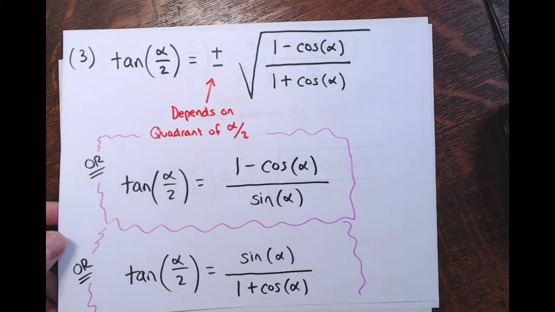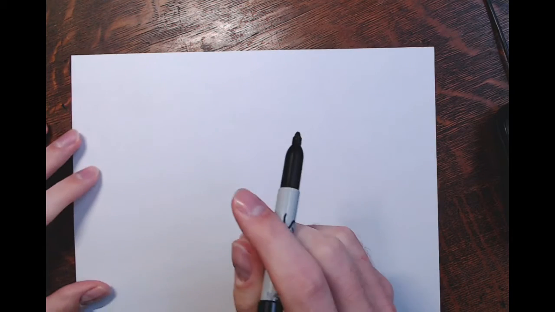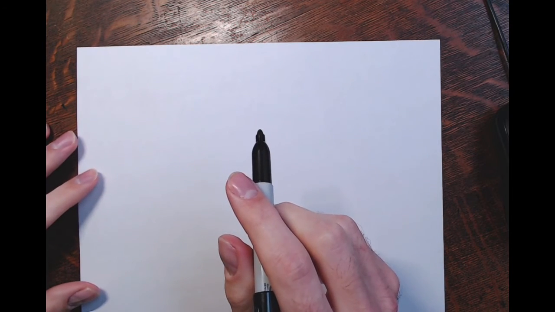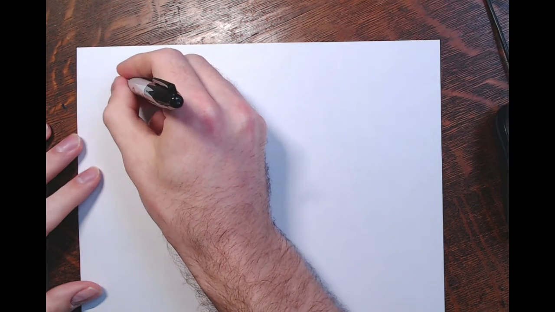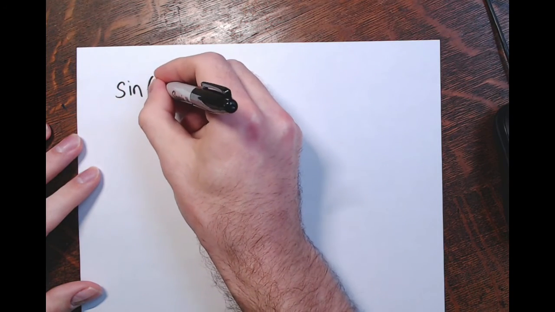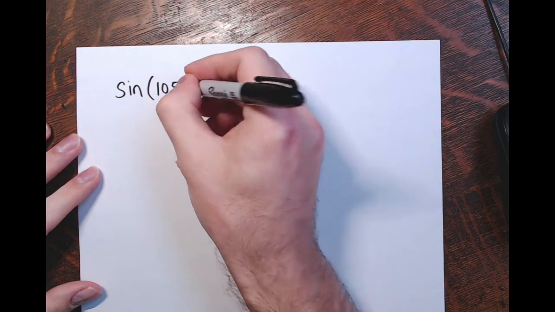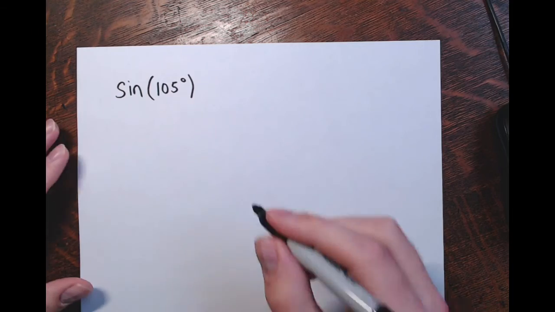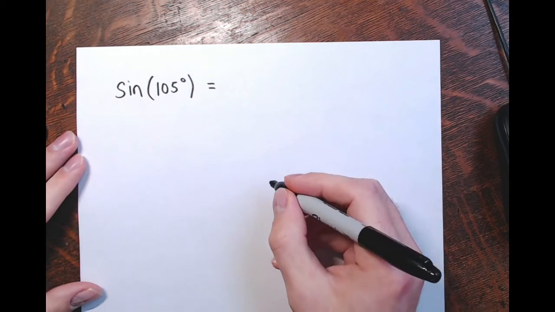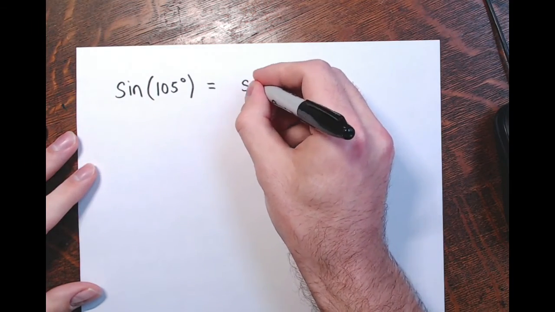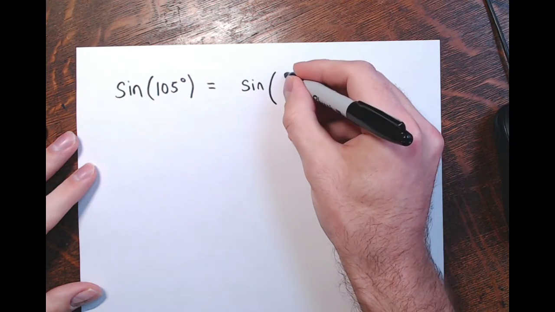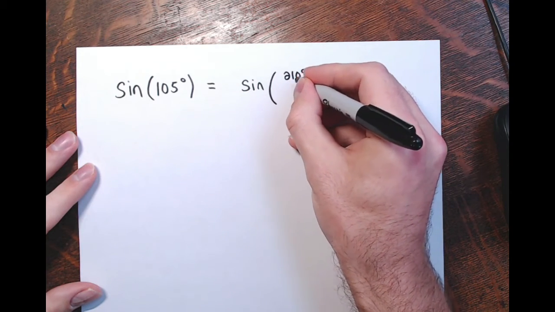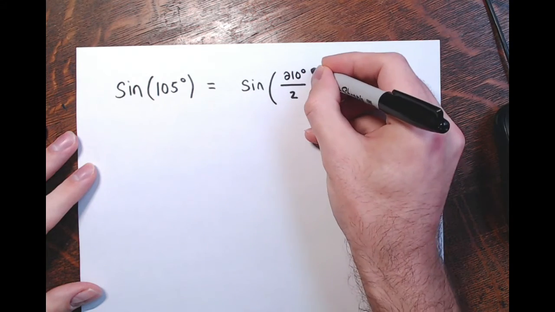Okay, so what we're asked to find here is an exact value. So I'll also use the calculator just to verify that what we've done is correct. I'm going to find the sine of 105 degrees using a half-angle formula. So another way to write this is the sine of 210 degrees cut in half, isn't it?